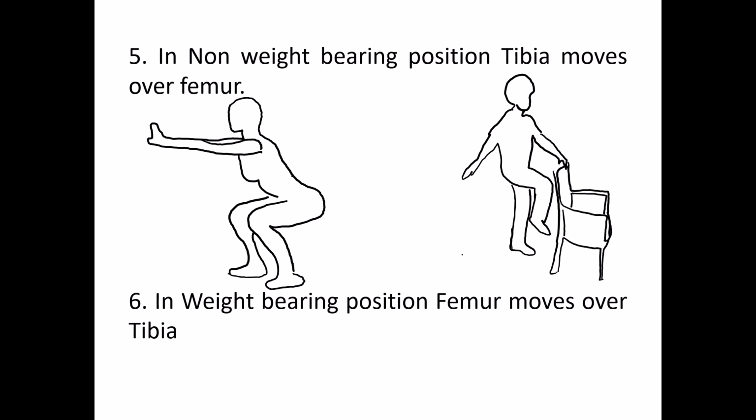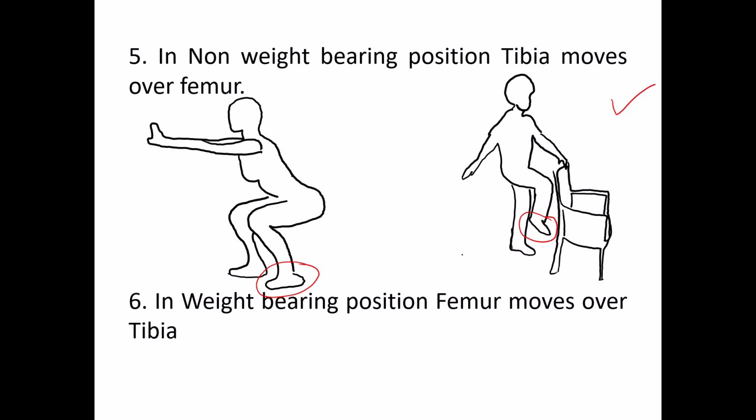Coming to the positions, weight bearing and non-weight bearing position. There are two types of weight bearing positions of the knee joint, depending on the distal part of the extremity. In non-weight bearing, that is this diagram, look at the distal part of the lower extremity, that is your foot aspect. In non-weight bearing, the foot aspect is not touching. In weight bearing, the foot aspect is touching the floor.